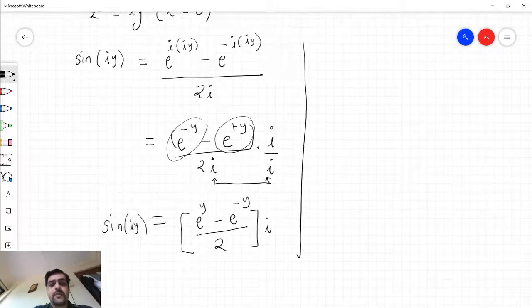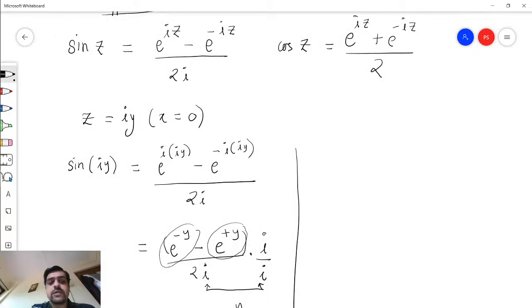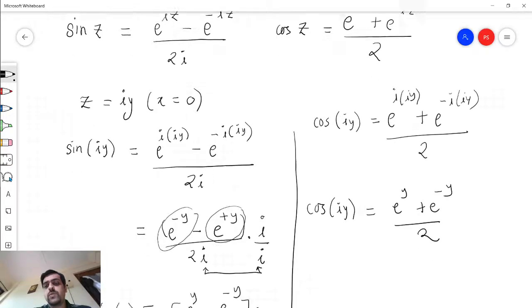Similarly, we can see what happens with cos z. So cos of iy, this is a much simpler case. We will directly substitute iy instead of z, and again following the same rule, this gives us e raised to y plus e raised to minus y divided by 2. Fine.